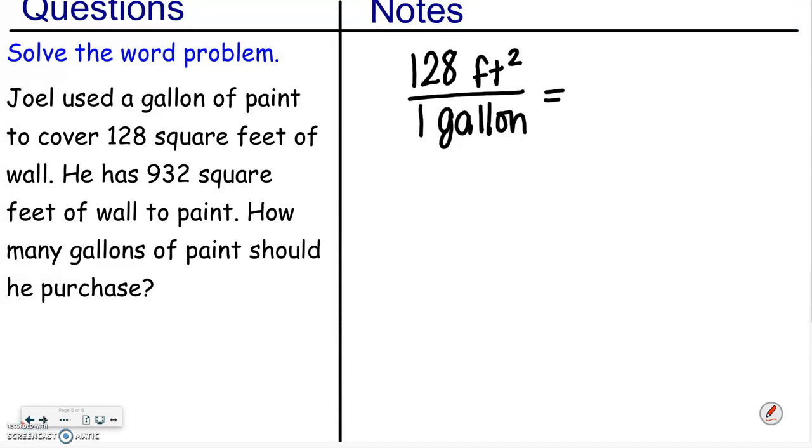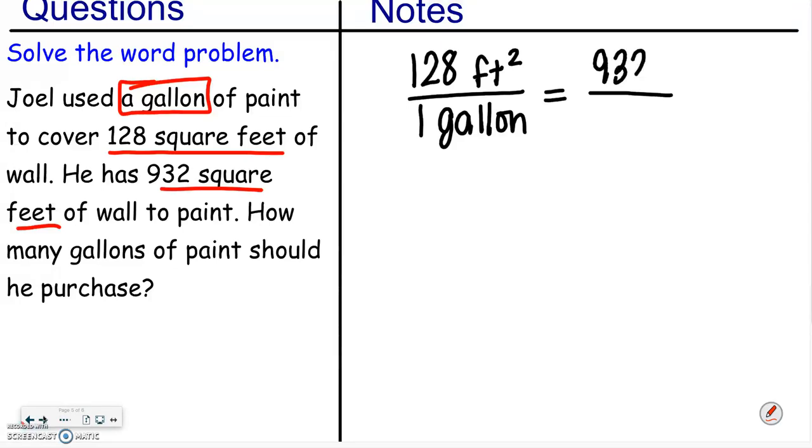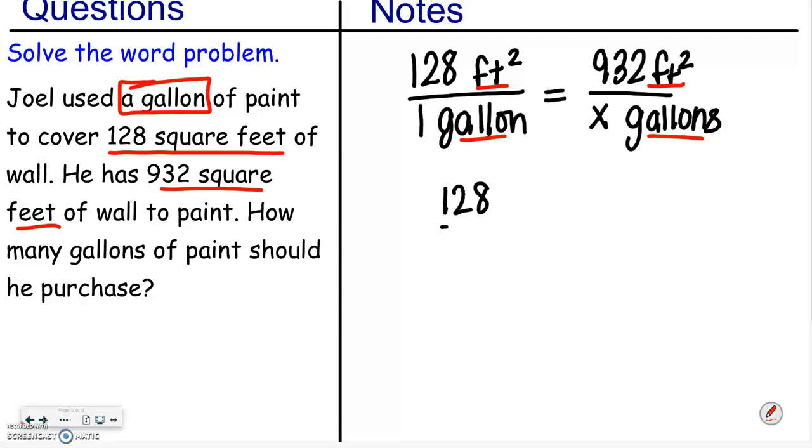And then on the other side of my proportion, I used a gallon, so that means 1, and that many square feet. Here's how many square feet he has. So my 932, being consistent, would have to go on the top this time. And then on the bottom, I put my x gallons. It would not matter at all if I set this up with gallons over square feet on both sides. It's just the consistency piece. The top of the fractions have to have the same label, and the bottoms have to have the same label. So however you set up one side, that controls how you set up the other side of your proportion.